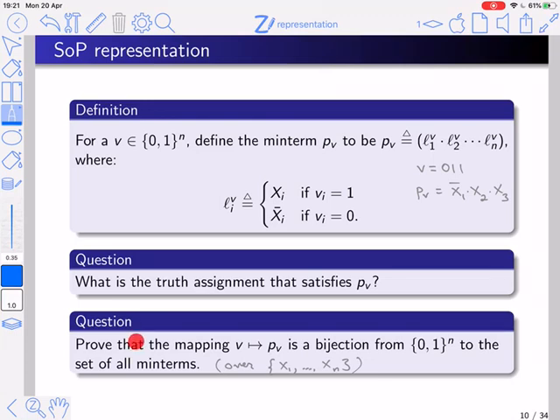Okay. Now, let's look at this mapping. Given a binary string, we map it to a minterm P of V. So we have a mapping from binary strings to minterms. Prove that this mapping is a bijection, that it is 1 to 1 and onto from the set of all binary strings to the set of all minterms over the set of variables x1 up to xn. I'll leave this as an exercise.